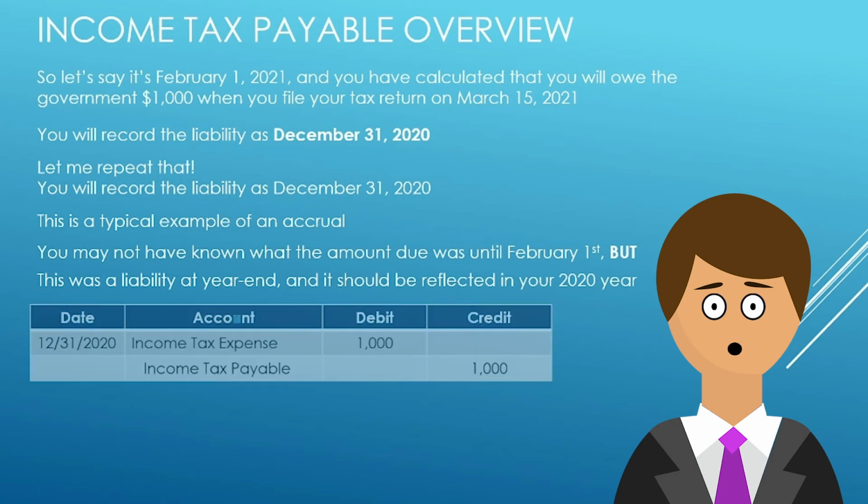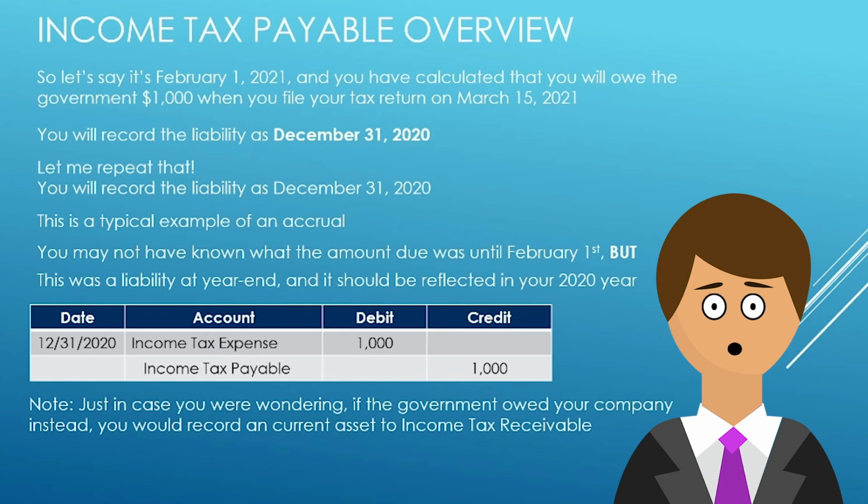So here's what the entry would look like. 12/31/2020, income tax expense debit for $1,000, credit income tax payable, that liability, for $1,000. So that expense will go to your income statement and be a reduction of your net income, and that income tax payable will be a liability that will be on there until you pay that check on March 15th.